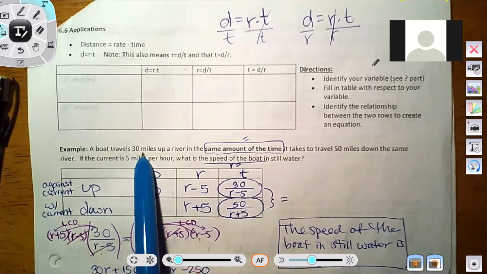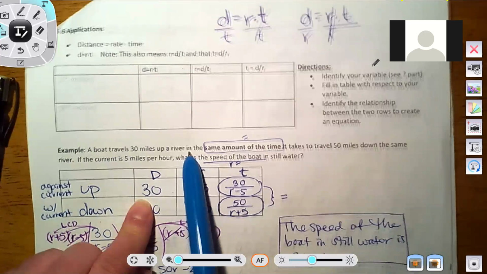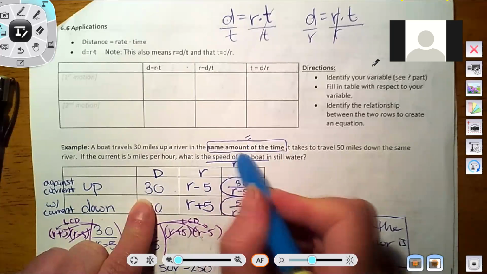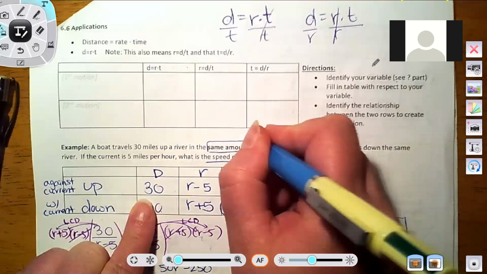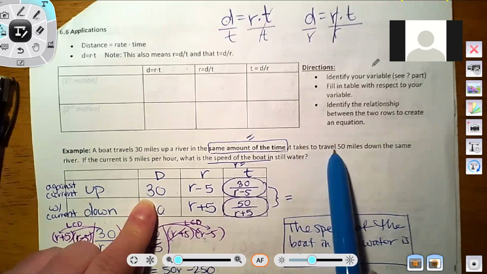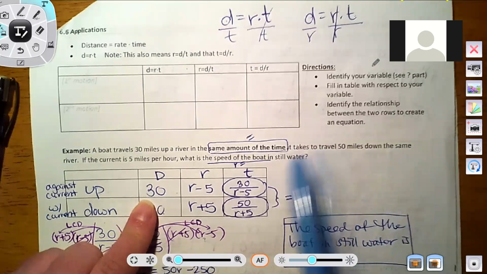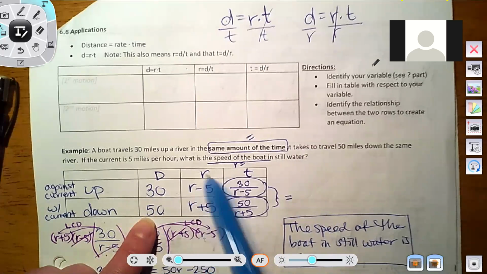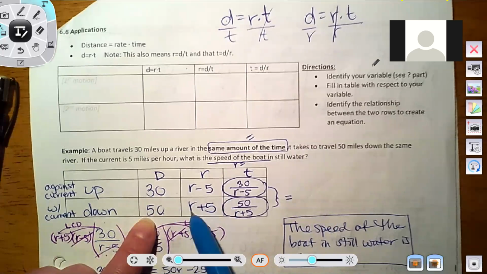So a boat travels 30 miles upriver, so the distance is 30, in the same amount of time. So there's where the equation comes in. Same amount of time. Same means there's an equation, there's an equals. And that it takes to travel 50 miles down the same river. So 50 miles is the distance for going down. So I do the rate that the boat's able to go going up, the rate in still water -5 because it's going against the current when it's going upriver, and then rate in still water +5 when it's going down because it's going with the current.